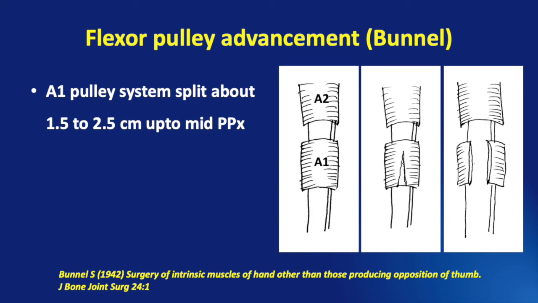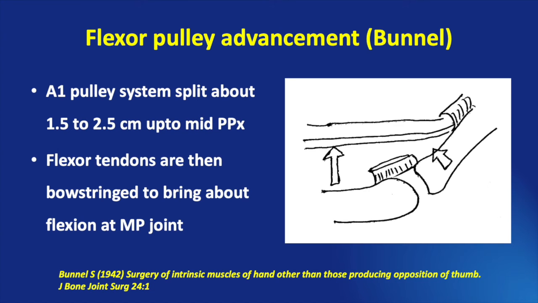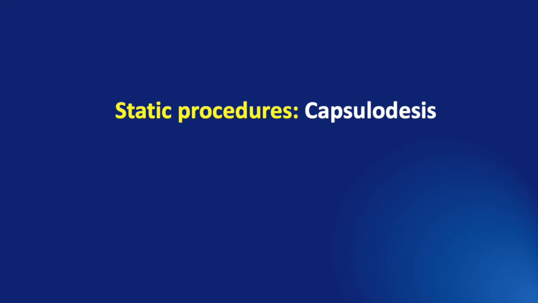of the A1 pulley. This will result in a bowstringing of the flexor tendons at the level of the metacarpophalangeal joint, and as a result, when the flexor muscles contract, it brings about flexion at the metacarpophalangeal joints first, before flexing the interphalangeal joints. We need to remember that after this procedure, the range of flexion at the interphalangeal joints will also get reduced. Now we shall consider an important static procedure, the capsulodesis.